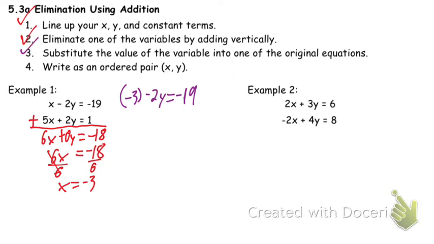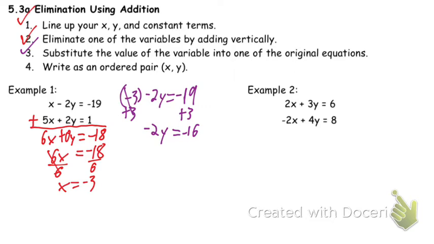So now what do we do to solve? Add 3. Yes. So negative 2y equals, what's negative 19 plus 3? Negative 16. If they were the same sign, it'd be 22, but they're different signs, so you subtract them.